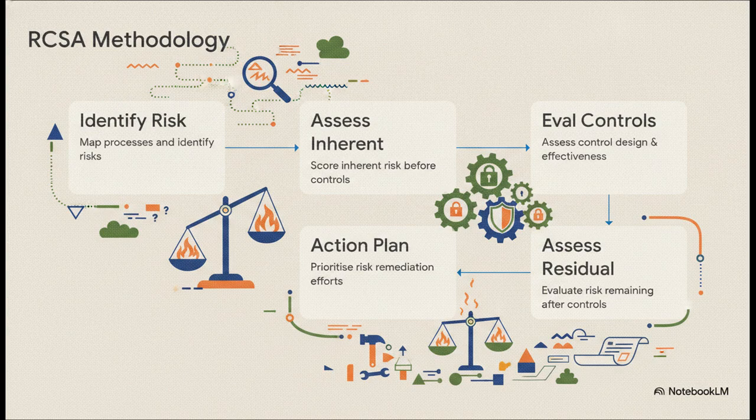Step 1, you identify the risks. Step 2, you assess the inherent risk. Step 3, you evaluate your existing controls. Step 4, you assess the residual risk, basically what's left over. And finally, Step 5, you build your action plan. Let's zoom in a little closer on Step 2.